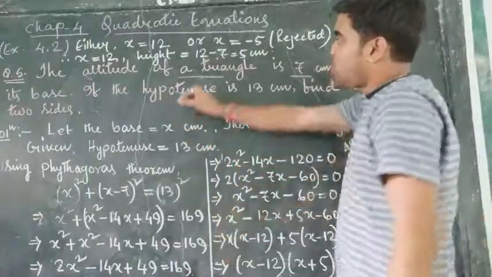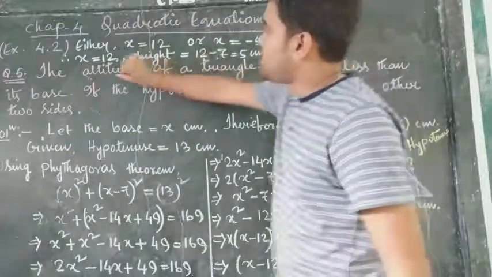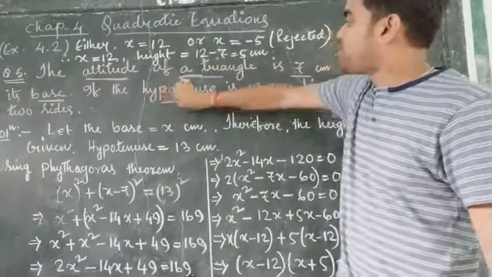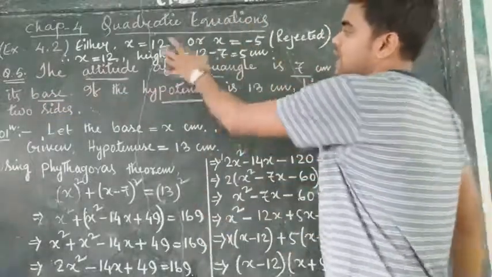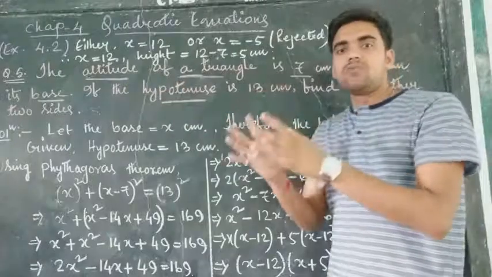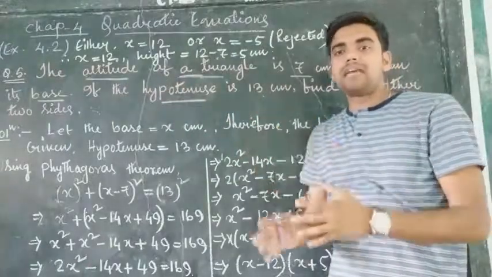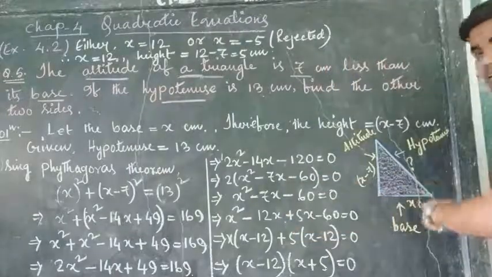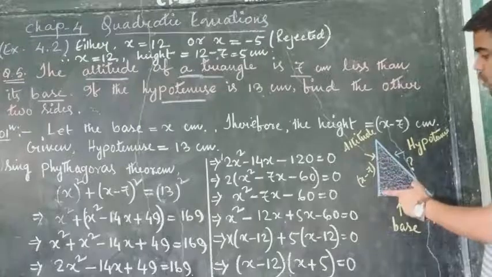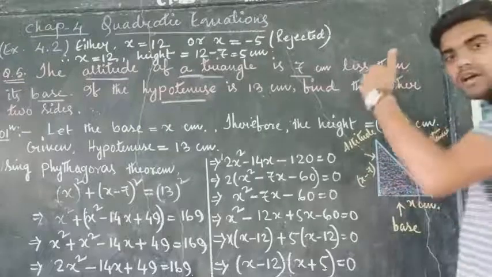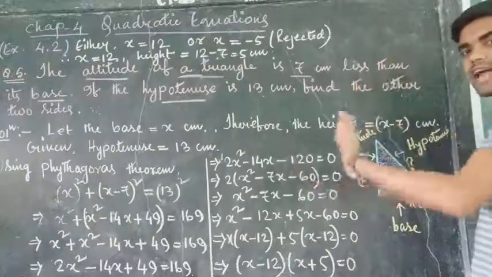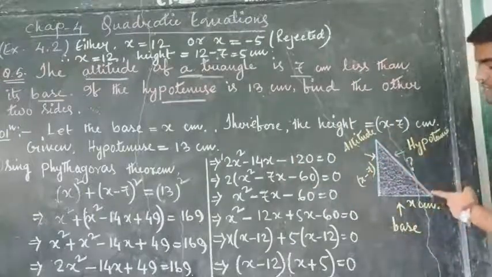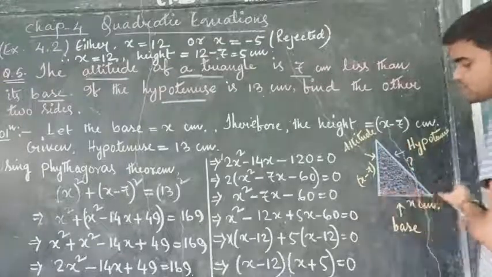See these words. First is altitude, next one is base, third one is hypotenuse. These three words relate to which type of triangle? Obviously, it is a right angle triangle, right? Opposite to the 90 degree angle, this side is called the hypotenuse. This one is hypotenuse, this one is altitude, and that one is base.